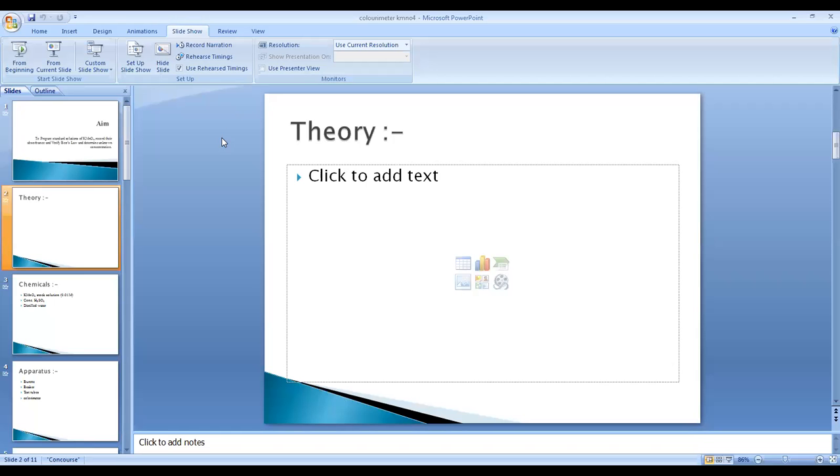So for that one, I will share a screen with you. So see what is colorimetry.